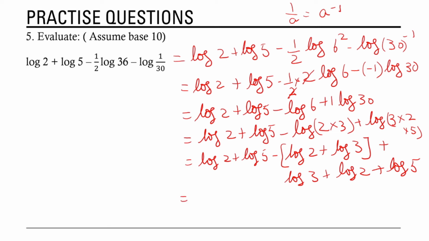So, this is equal to, here I have 1 log 2, here I have 1 log 2, minus log 2, I have 1 minus log 2 here. So, I have 2 log 2 minus log 2, it is 1 log 2. Then I have log 5 here and log 5 here, plus log 5 plus log 5. So, it is plus 2 log 5. Then I have minus log 3 here and plus log 3 here. So, these two will cancel out.